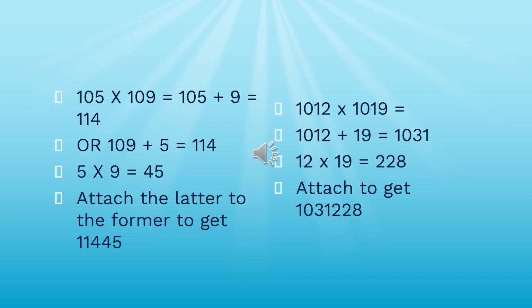Now, since 228 has 3 digits, we can directly attach it to our first partial product, which is 1031. Attaching 228 to 1031, that's 1,031,228, our final answer. Quite fast, right? So this is the first case of this trick.